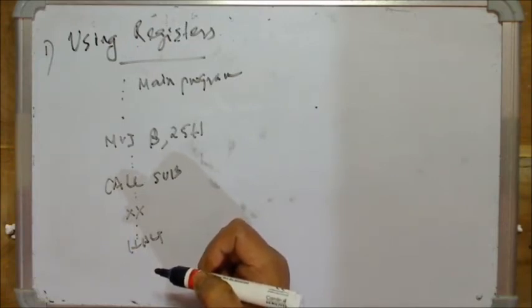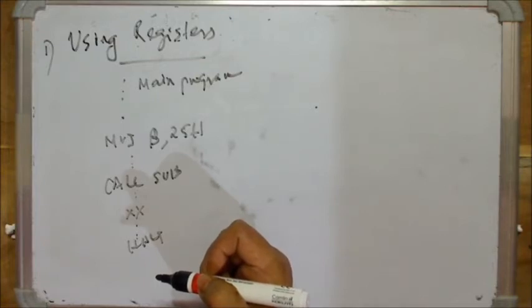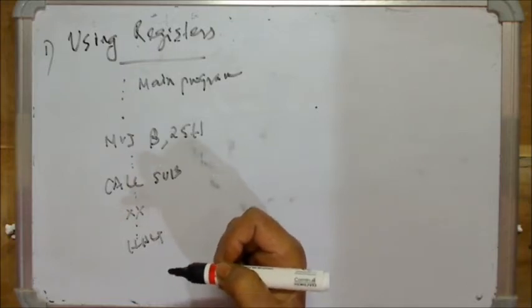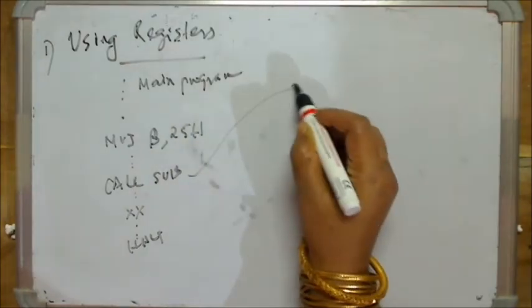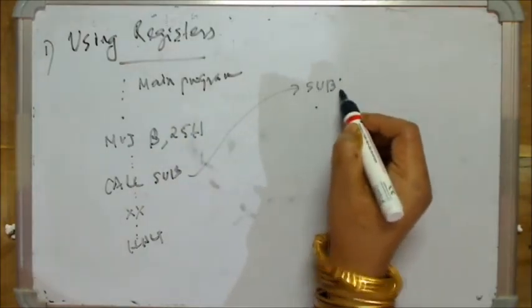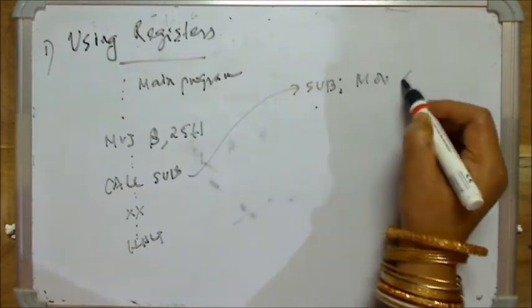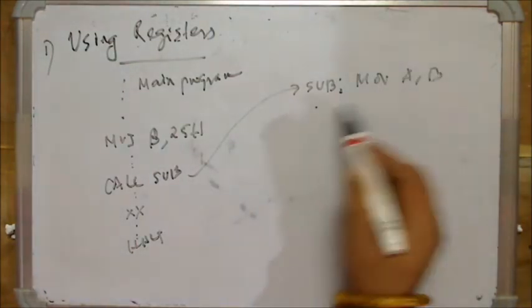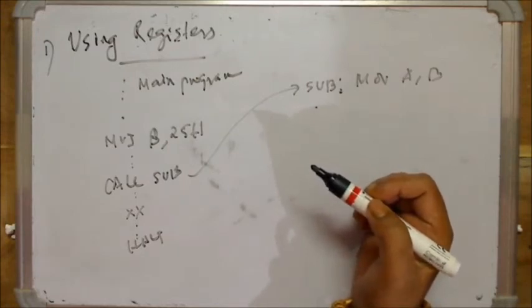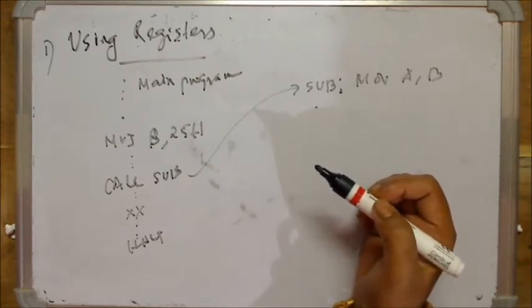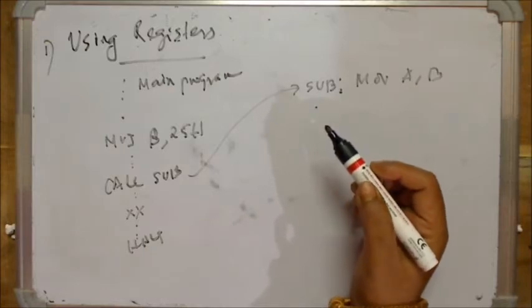Now, what is the value of the parameter, and how did I pass it? Say, what is the first line of the subroutine? Call the subroutine. Here I have written MOV A, B. So what is the first line I have written in the subroutine? It is MOV A, B.